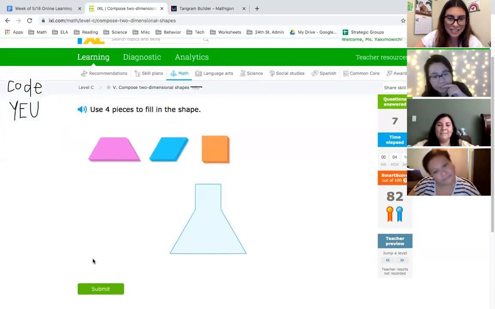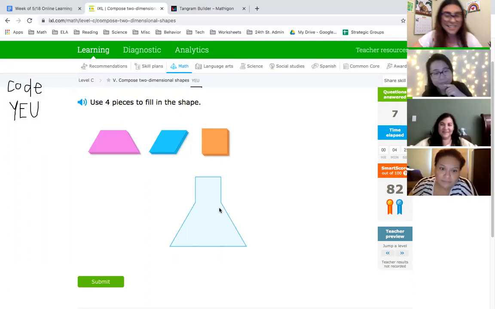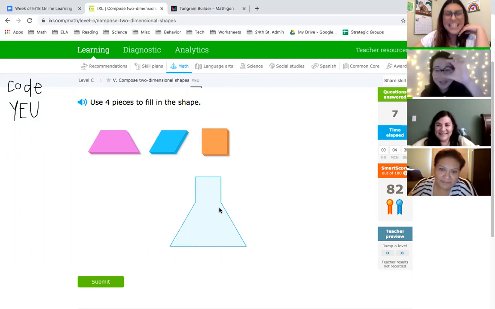Okay, so now we have this other shape. It reminds me, actually, just looking at it, of a beaker that people use in science labs. So what's the first shape we can use, Miss T? Thank you for asking me first because the first thing I could think of was the square at the very top.